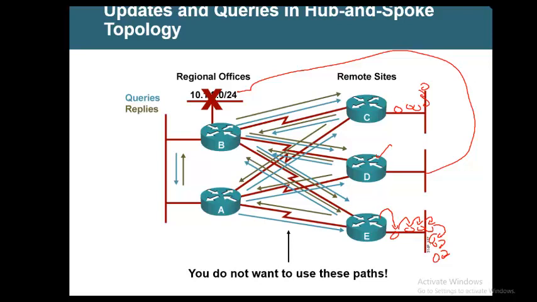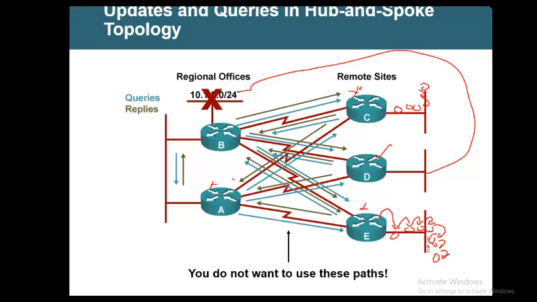Or, in order to choose what is given by D as a route, in order to use the route given by D, in order to consider the route given by D, B should remove C, E, and A from its neighbor relationship.